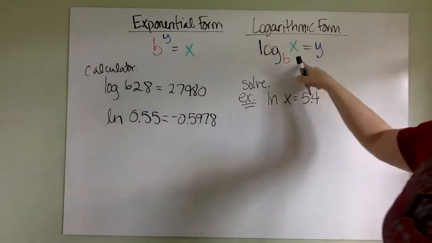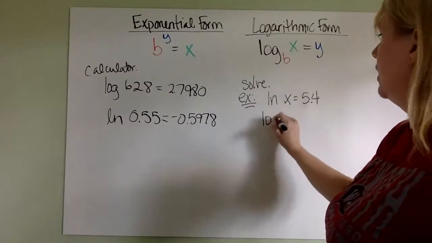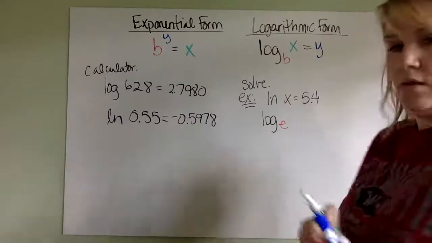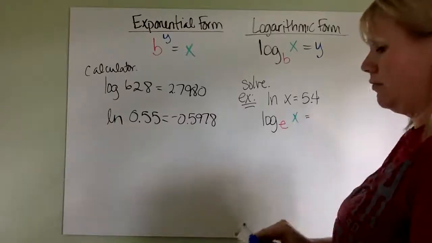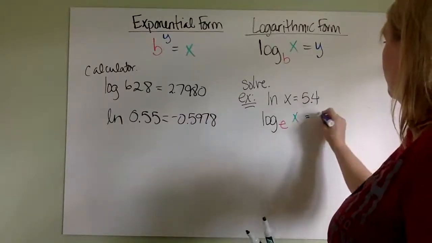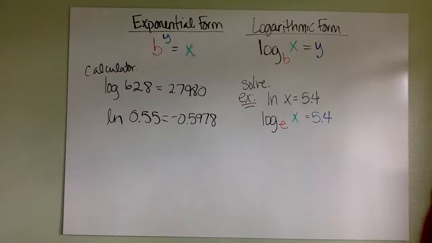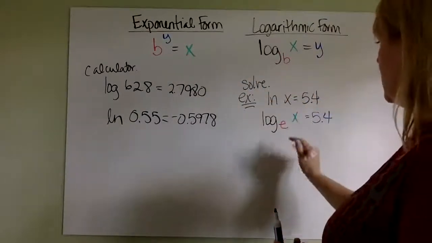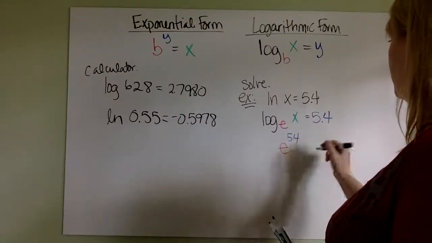I'm going to take this equation from logarithmic form and switch it to exponential form. What's the natural log's base? It's the log base e of x equal to 5.4. So e is the natural number. e is 2.71828182818, goes on forever. Like pi, it is irrational. So we're going to switch from logarithmic form to exponential form. The base is our e to the 5.4 power equals x.